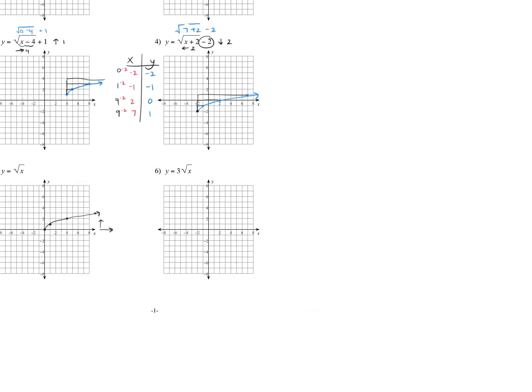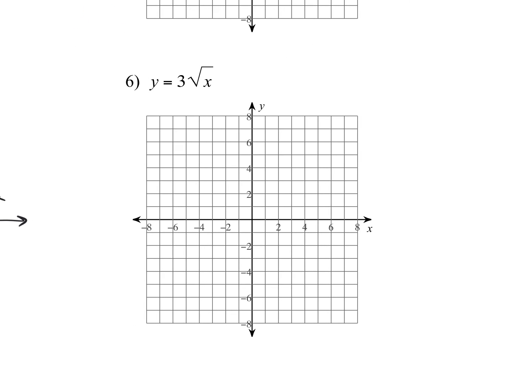All right, last one on this page here. I've got a 3 in front of it. So if I have a number in front, that means it's going to be a stretch of 3. So for my x and y's here, my x's are not being affected at all. So this is 0, 1, 4, and 9. My y values are what is going to be affected. So I am going to be multiplying my square root of x by 3.